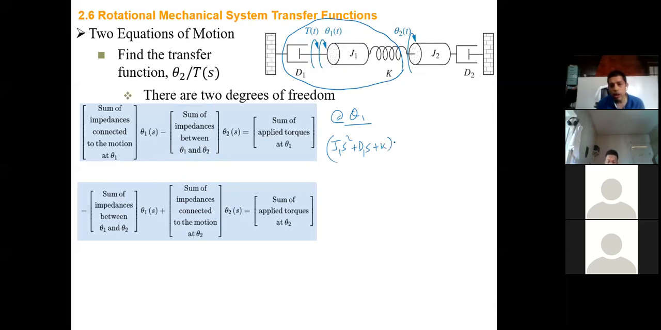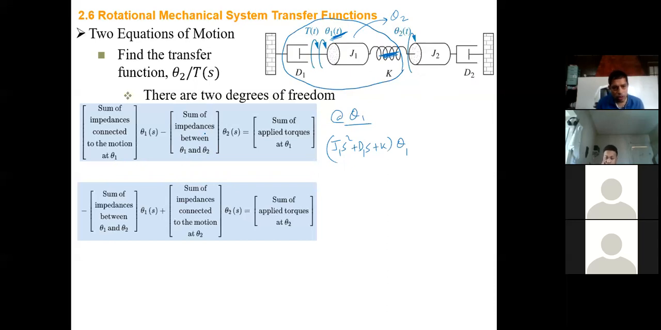Why theta 1? Because it's asking for the sum of impedances connected to the motion at theta 1. So we're just concerned with theta 1 right now? Yes, theta 1. So this in between thing, because we are talking about theta 1, right? That in between thing comes and carries the opposite one. So the opposite of theta 1 is theta 2. In between thing always takes the opposite.